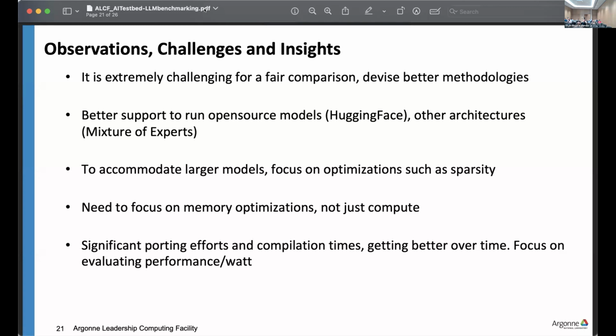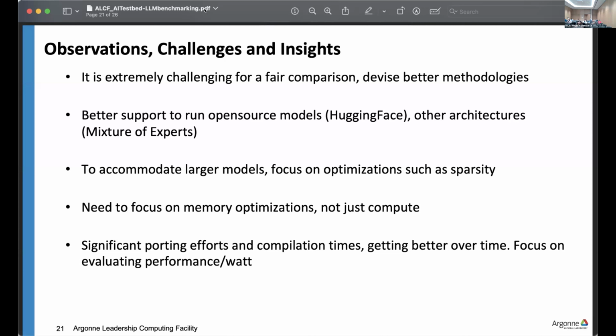Some of the other issues we looked at were, as I mentioned, each system has its own software stack. So you need to get the model running, but getting that to a functional state is one thing, and optimizing it is another big challenge. There's also a lot of overhead on the compilation times. It might take a while to compile these models, though it's getting better over time.